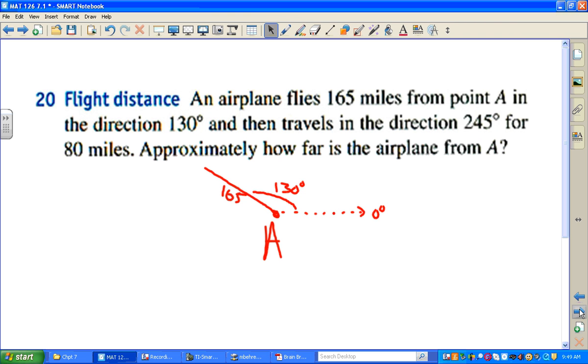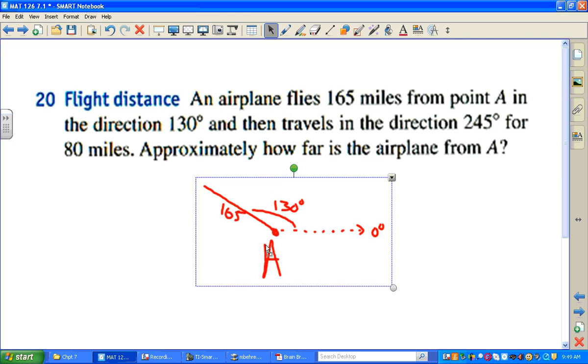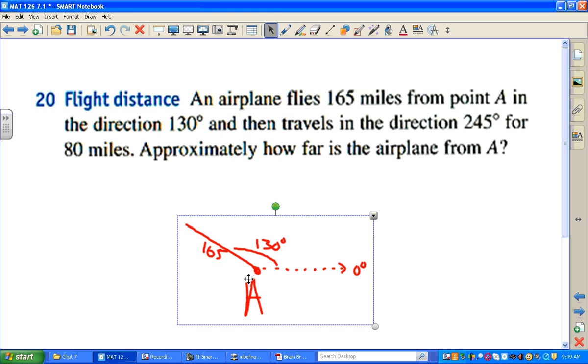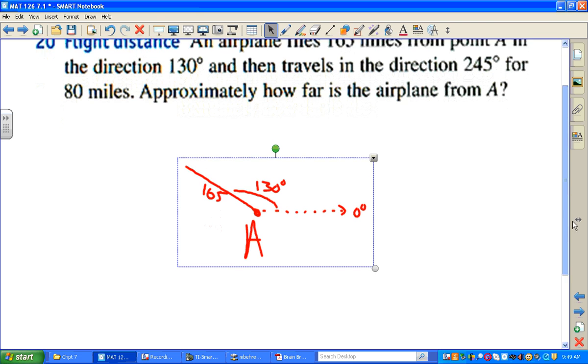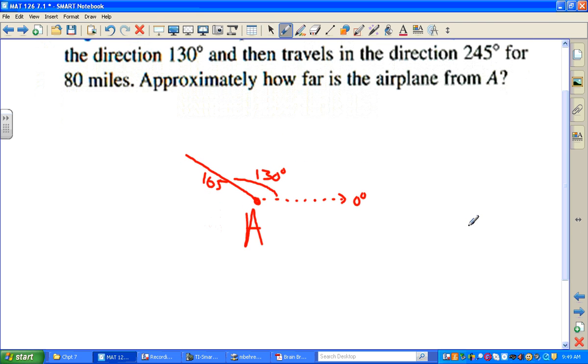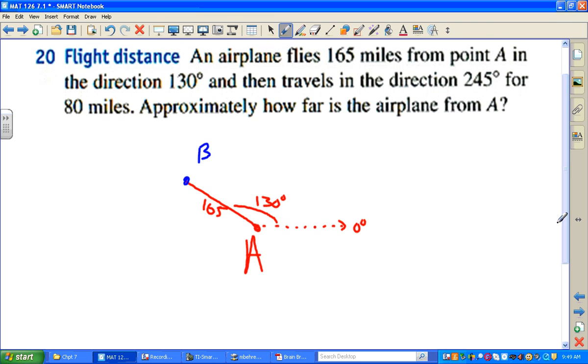Then it travels 245 degrees for 80 miles. So you're at the end point. I'll just call it point B for fun. At point B, you travel 245 degrees. Again, my reference point has already been decided to be the positive x-axis. So if I look over here, 245 is in which quadrant? The third, right? So I would go this far for about 80 miles. This angle right here is 245.